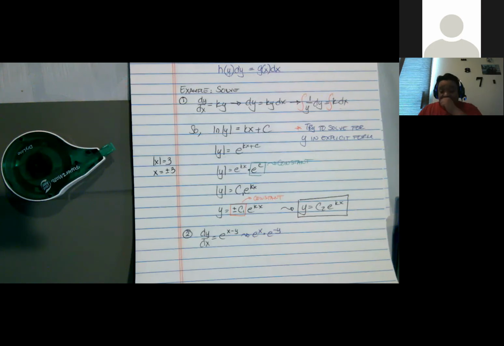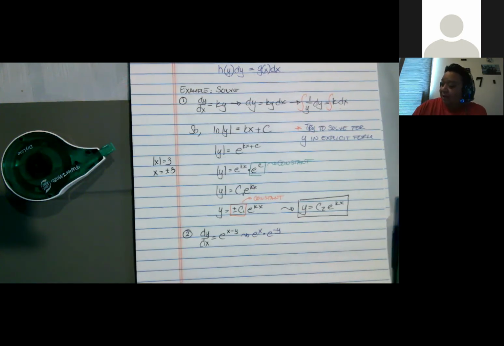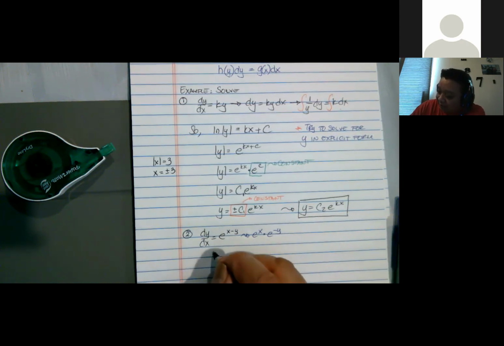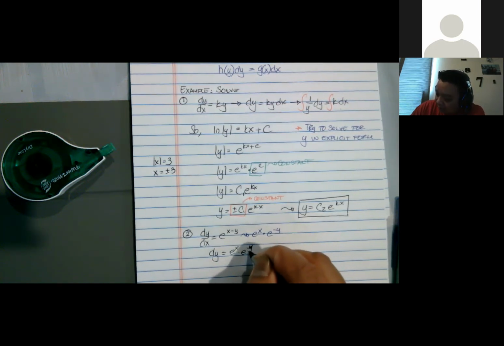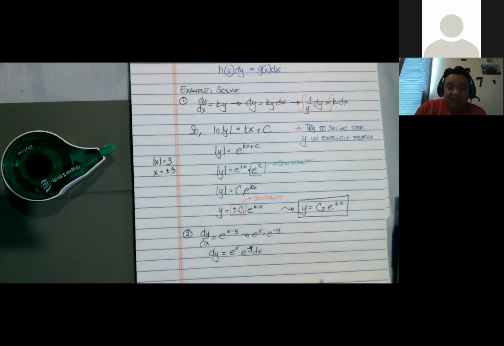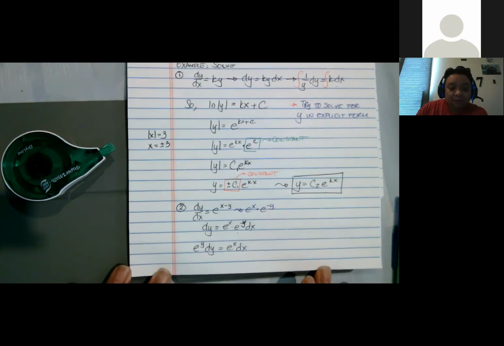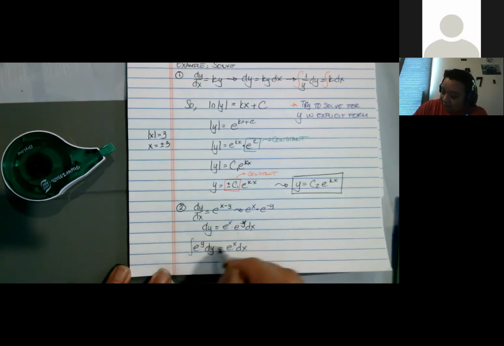All right, so again, this is separable, right? So first multiply dx to both sides, so you get dy is equal to e to the x times e to the minus y dx, and then divide by e to the minus y. And so when you do, you get e to the y dy is equal to e to the x dx. Okay. And then now integrate both sides.